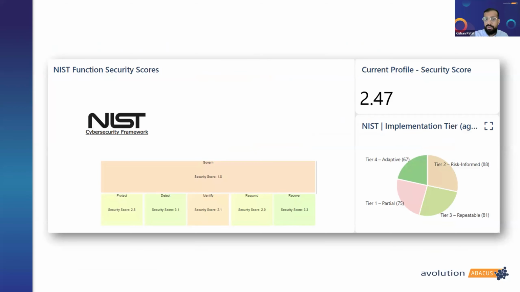This current assessment of our cybersecurity posture using the CSF is called a profile. So we've built up our current profile, and with a tool like Abacus, we can already roll this up into some higher analytics and insight.